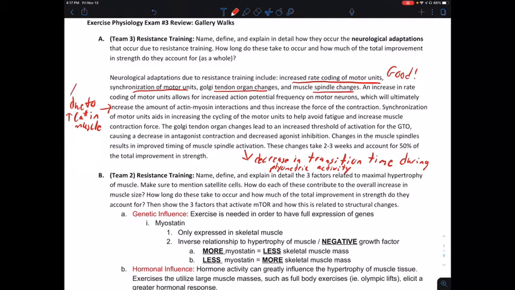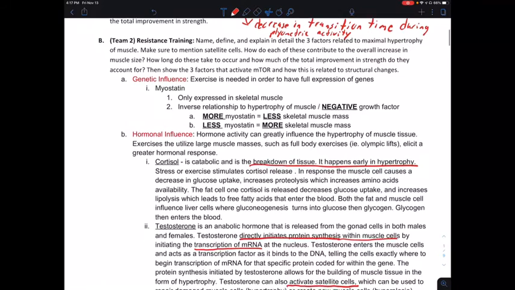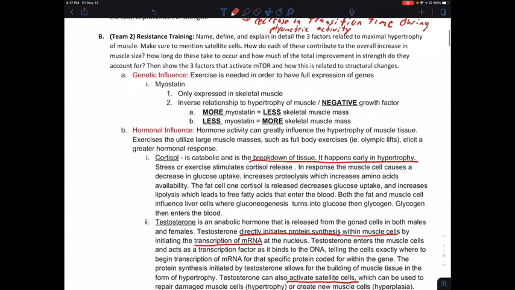Only thing I'd add here on the increased rate coding is that we need to add in the calcium there, increased calcium because of the increased action potential, which that's what would lead to the increased actin myosin interactions. And then the one thing I'd add on the muscle spindle one is that that leads to a decrease in transition time between the loading and exploding phase during plyometric activity. So that's number one, or that's A.